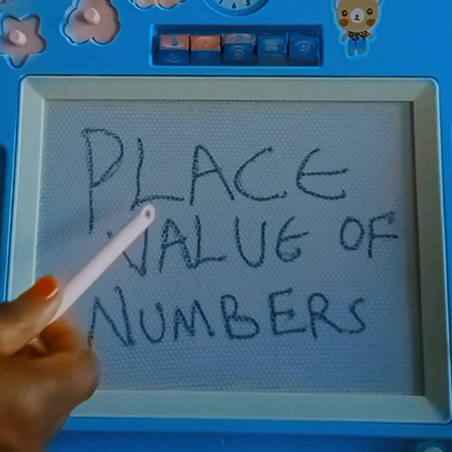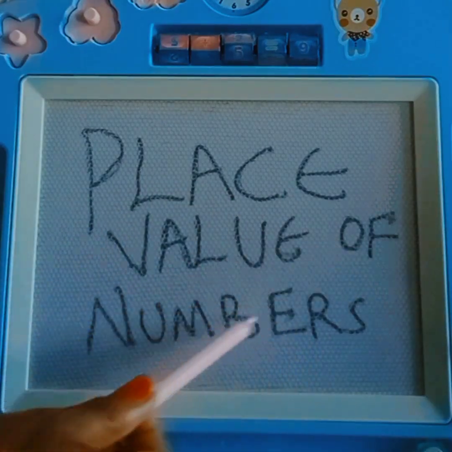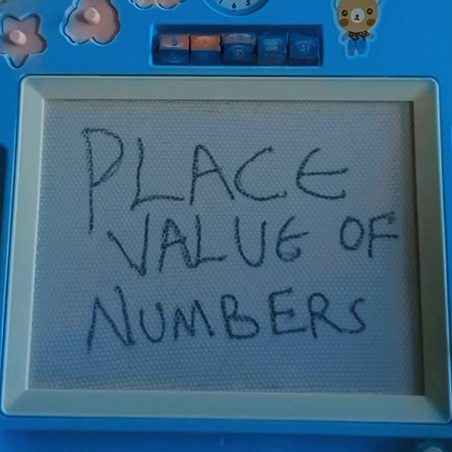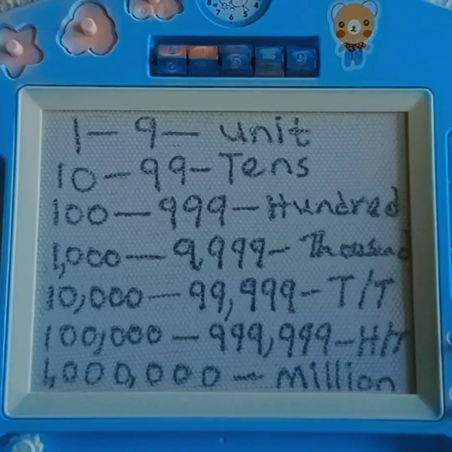Today we'll be learning place value of numbers. So what is place value of numbers? When you have a set of numbers, each of those numbers has its place value depending on its position in the given set. So place value of a number means the value of each digit in a number.